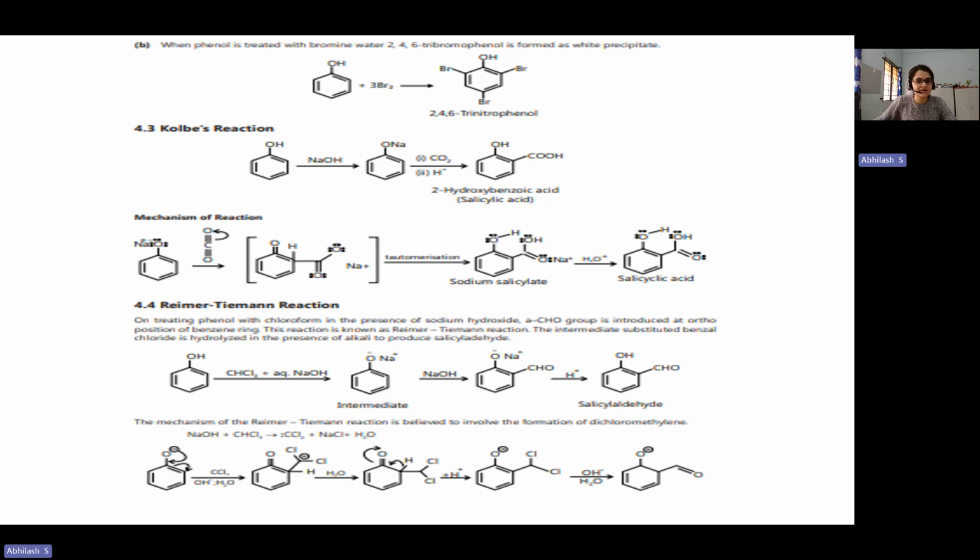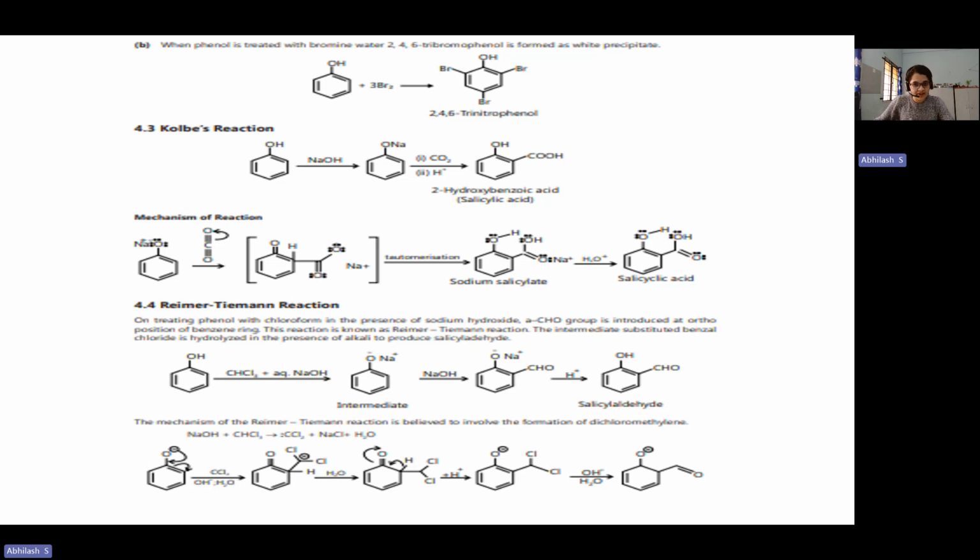This is the most important reaction that can be asked in your exams. And another most important reaction is the Reimer-Tiemann reaction. What is this Reimer-Tiemann reaction? When phenol is in the presence of chloroform and aqueous sodium hydroxide, it leads to the formation of the same intermediate as Kolbe's reaction, that is the sodium phenoxide intermediate.